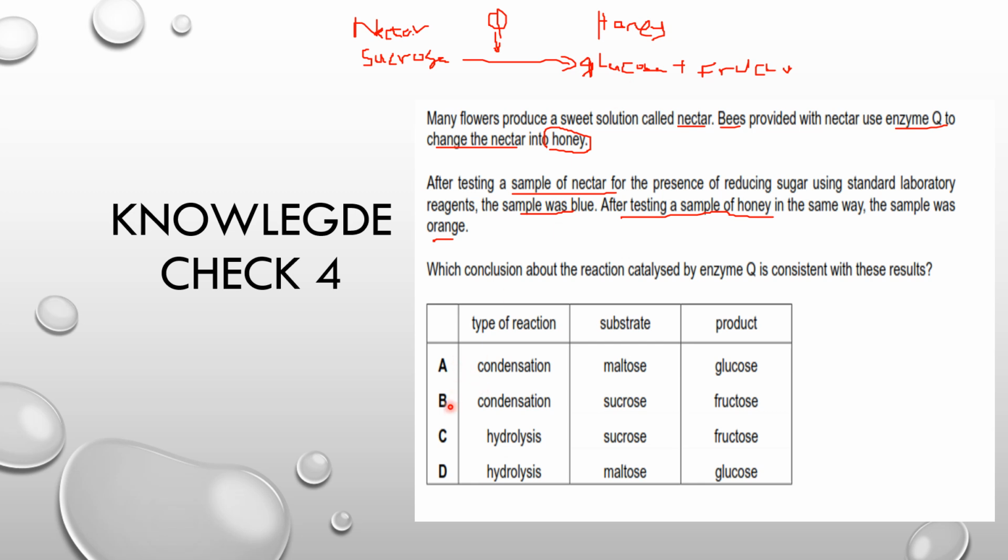So A and B are wrong, because what the enzyme did was break them down into glucose and fructose. That's hydrolysis. Hydrolysis means breaking down. So C and D are our options. So what is the substrate? Sucrose. Because if it were maltose, which is a reducing sugar, it would have changed color when the nectar was tested. So it's sucrose, and the products are fructose and glucose. That means our answer is option C.